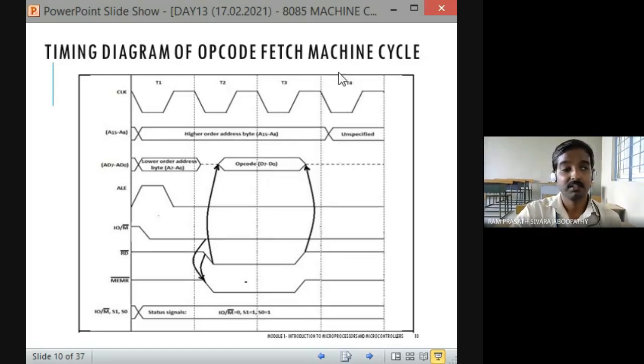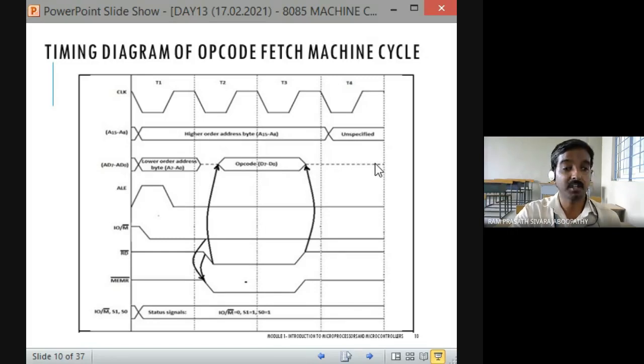What is it going to do? The higher byte, the higher order address lines, become unspecified. Okay, there is some reason for that. During this particular time, the higher order address lines are unspecified, and the lower order address and data bus become tri-stated.